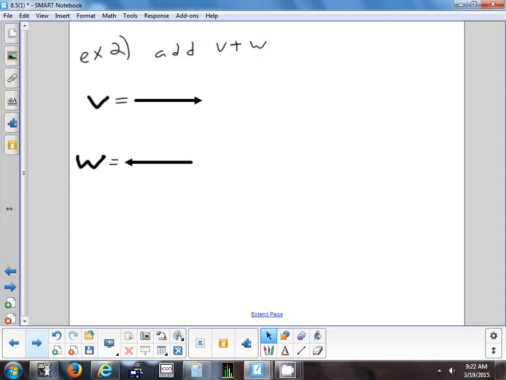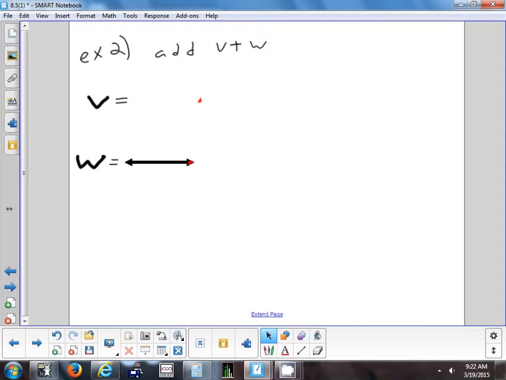Before we even try to add these, just look at them for a second. I want to try to figure out what's going to happen. Any thoughts on what's going to happen here when you add these up? Taylor? Well, they cancel each other out. Yeah, they cancel each other out. So we're going to take the end point of one and line it up with the beginning point of another. So let's do that. Let's see what happens.